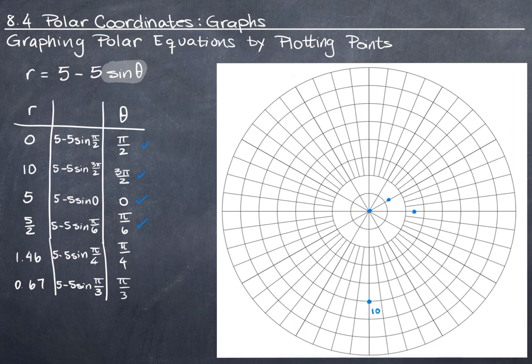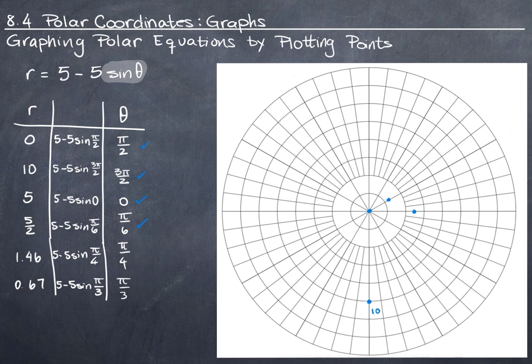Pi over 4, 1.46. These could be found relatively easily. I know that this is 1/2, and that's going to make that 5 times 1/2, which is 5 halves. 5 is 10 halves. 10 halves minus 5 halves is 5 halves. So that's how I found those all, just sort of mental arithmetic. These ones were harder because they had square roots in them, and in their signs, right? I took the sine of pi over 3 and it had a square root in it, so I had to use the calculator for these two values.